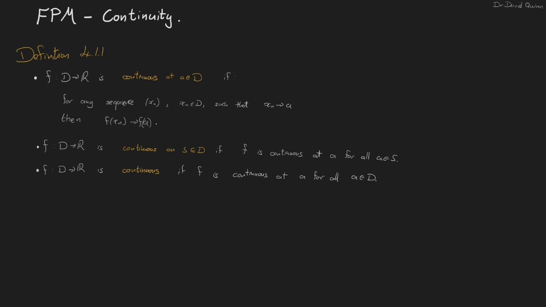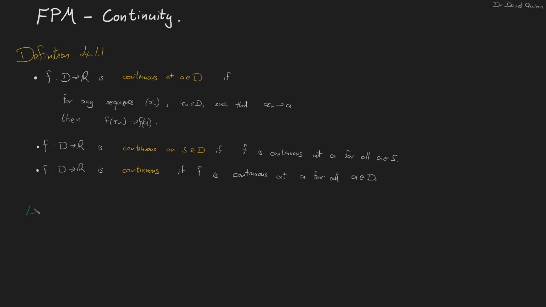So we say that f is continuous on some subset of the domain if it's continuous at every point, so at A for all A in the domain, all A in the subset. And then we say that f is continuous if it's continuous for every A in the domain.